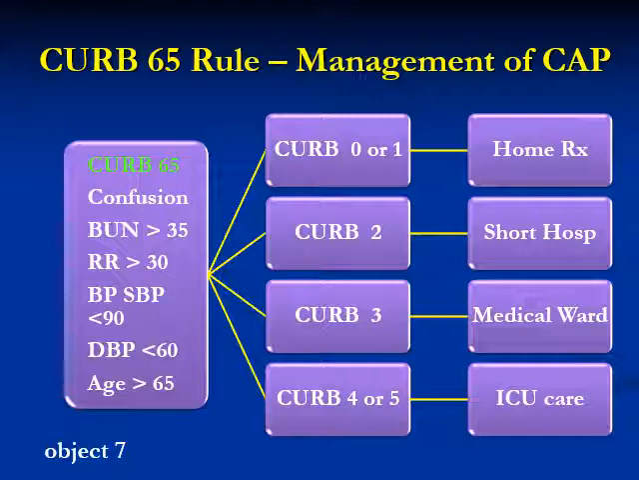With a score of 0 or 1, meaning there is no score or 1, the patient can be treated at home. With a score of 2, the patient needs hospital admission. With a score of 3, the patient may need admission to the medical ward. With a score of 4 or 5, the patient needs treatment in the intensive care unit because this patient carries a high mortality rate.